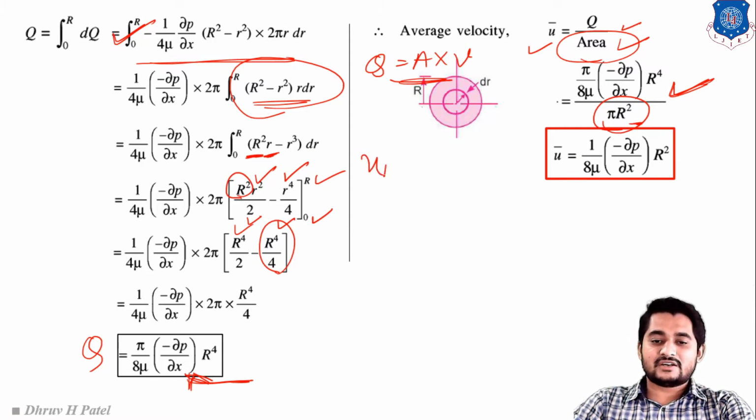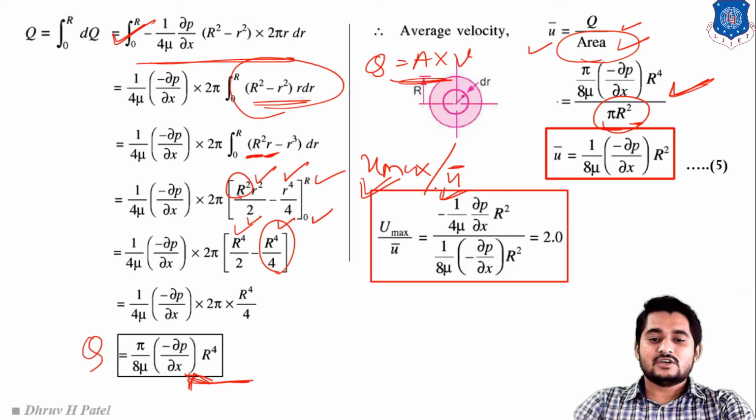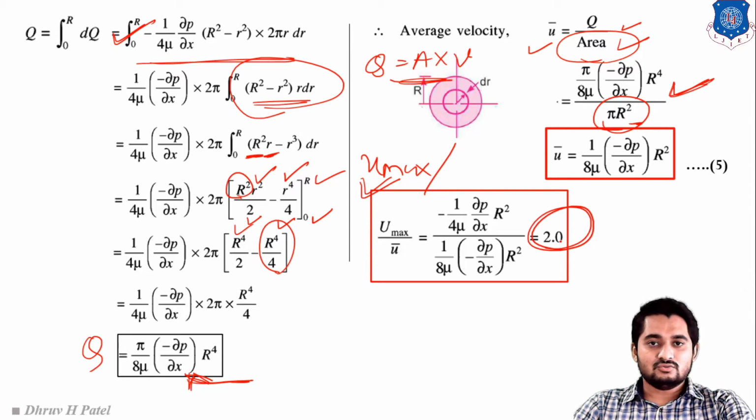Here we want to find the ratio of u maximum to u average. Now we have the value of u maximum and u average also. So let us put both values. So u maximum by u average, that means the ratio, is 2. Here the third segment of the Hagen-Poiseuille equation is completed. You have to remember all the equations for the example purpose.